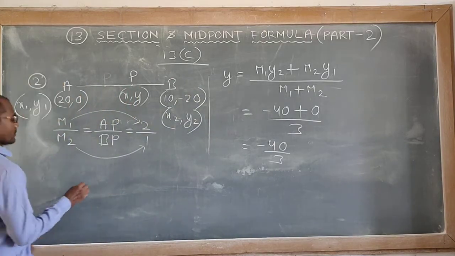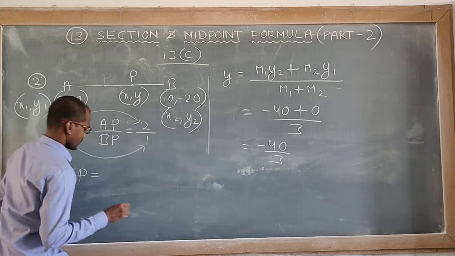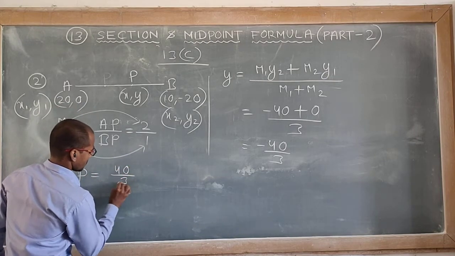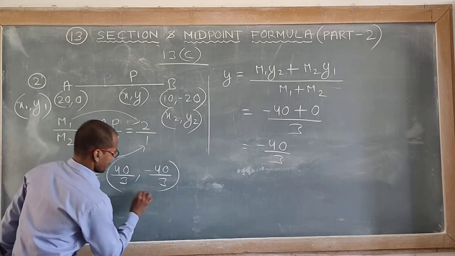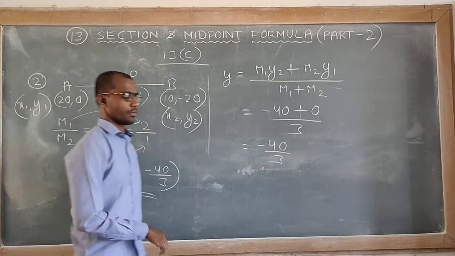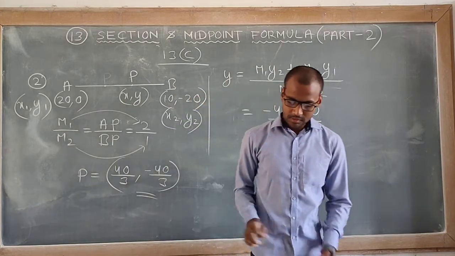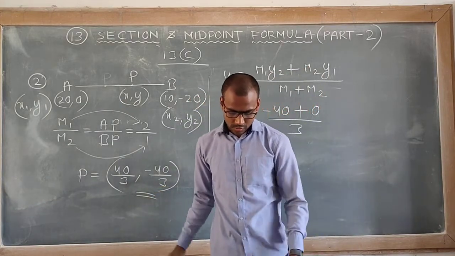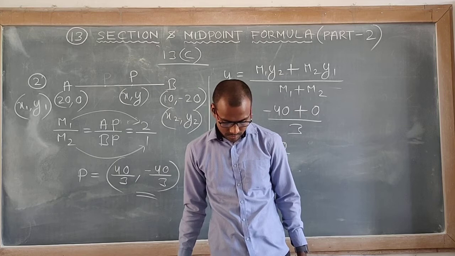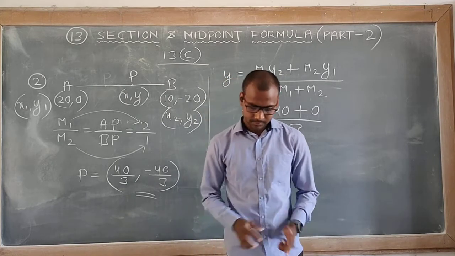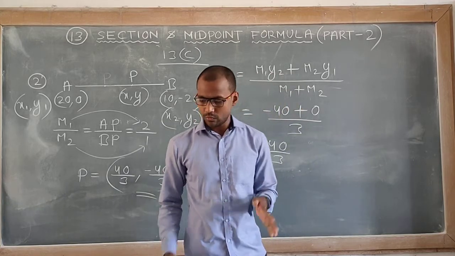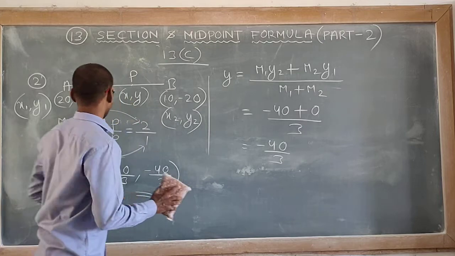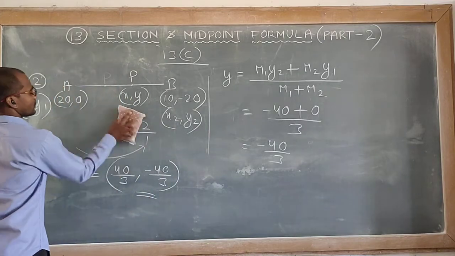So we got the coordinates of point P. We can write P is equal to (40 by 3, minus 40 by 3). This is the coordinate of point P. Then also find the coordinates of some other point Q. One more point we have to take.